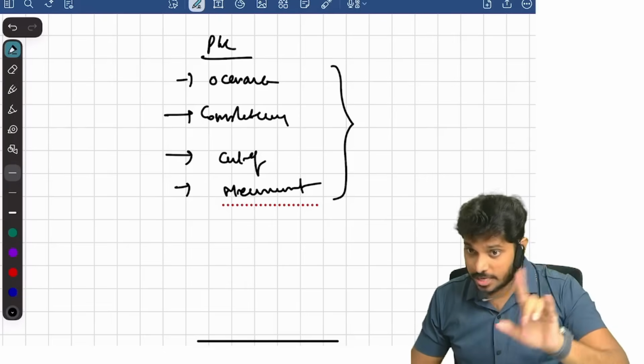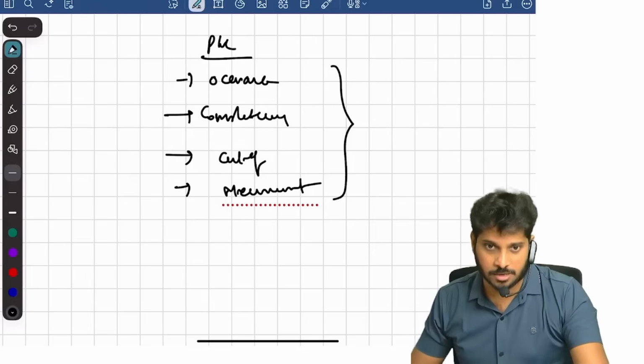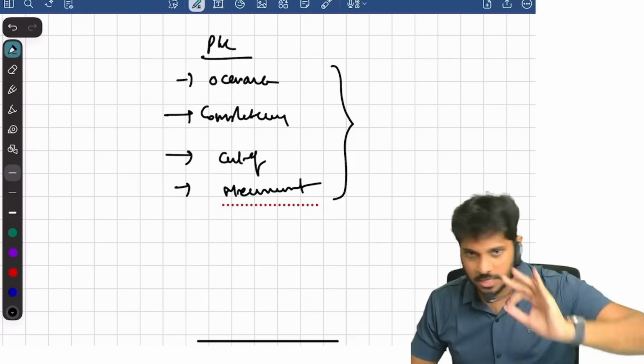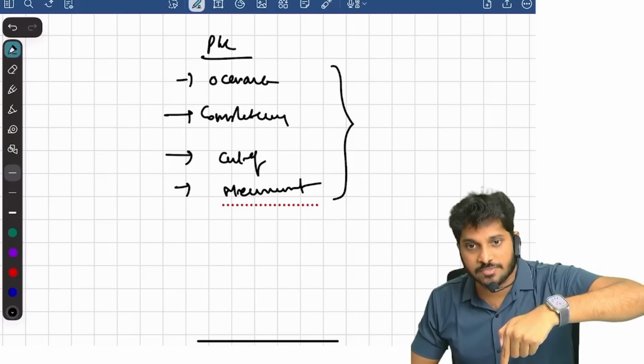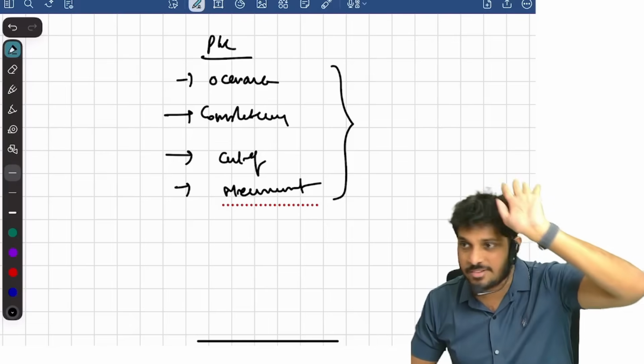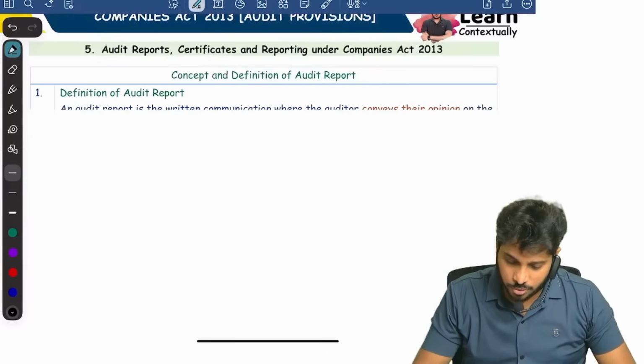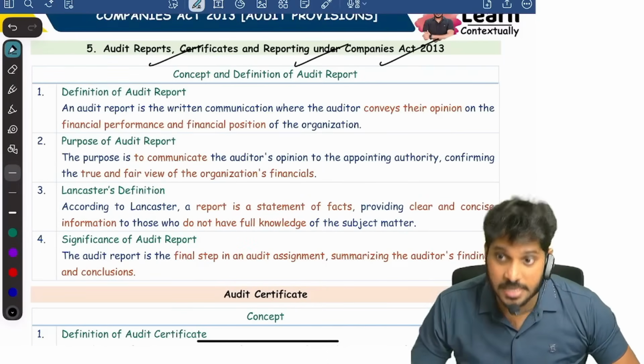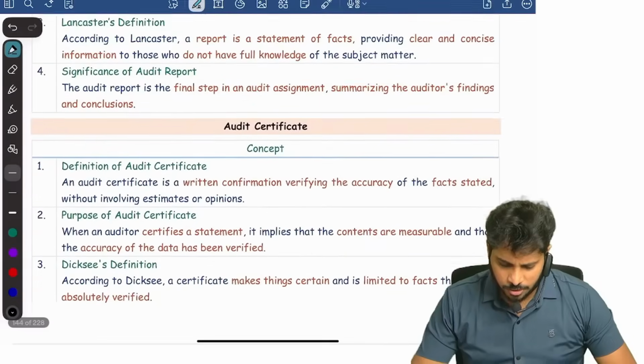And remember, important: a sure 7 marks question will come from this topic. Cost audit and secretarial audit put together, minimum 7 marks question. Company audit, minimum 7 marks question. Items of financials and special transactions audit, 7 marks question. Then we are going to discuss audit report and certificate, all this. Audit report topic, 7 marks question.